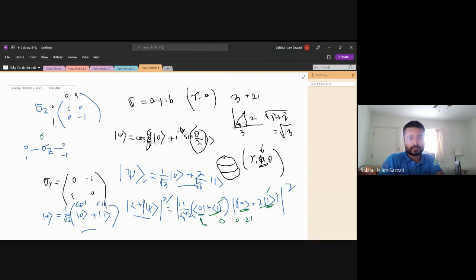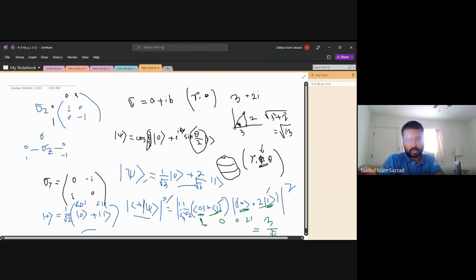So what am I getting? There is 1 over square root of 2 and 1 over square root of 3. It should be 1 over square root of 6, and here is 1 and here is 2. That means 3 divided by square root of 6. Then I have to square it. It should be 9 by 6.